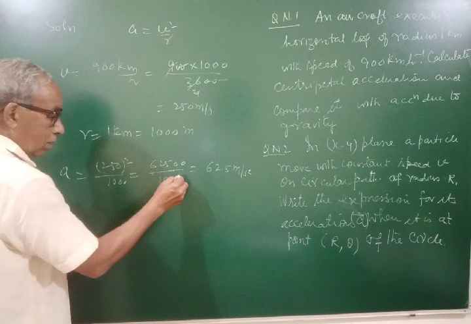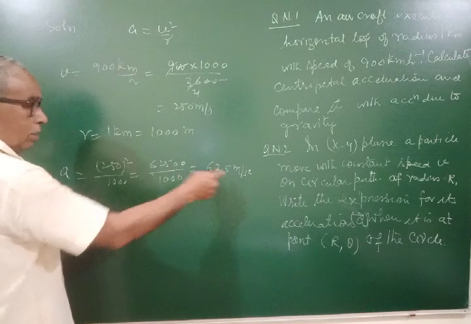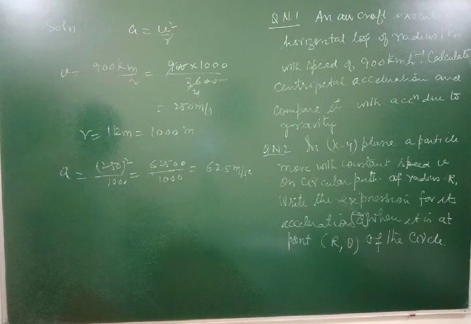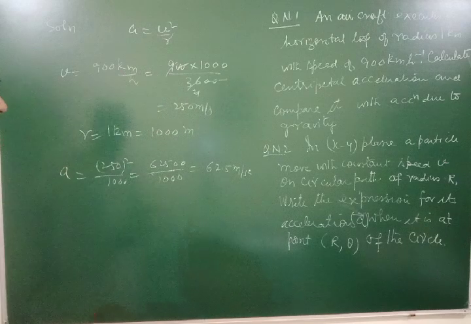Listen to me carefully. There are 3 zeros, so put the decimal after the first 1, 2, 3 digits. Got me? This is the simple way. Don't keep on cutting and cutting.